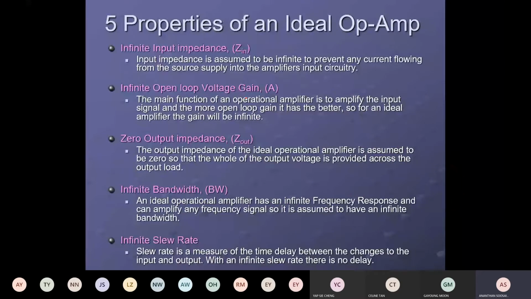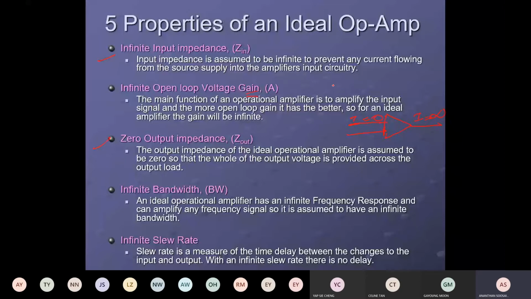It has infinite input impedance. It has zero output impedance, no resistance at all. What I'm trying to say is, for the operational amplifier, the input impedance is very high. That means the current going into the op-amp is technically 0, and when it comes out, the output impedance is 0. Therefore, the output current is technically infinite. So: infinite input impedance, zero output impedance, infinite gain.